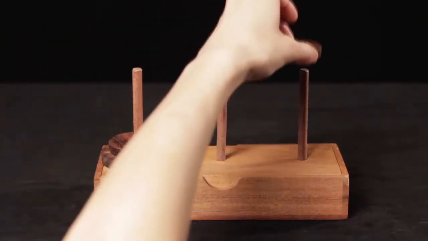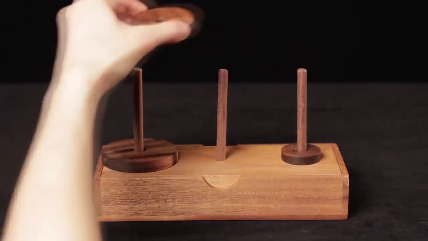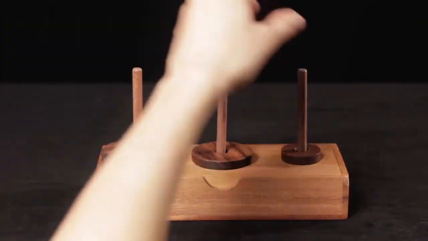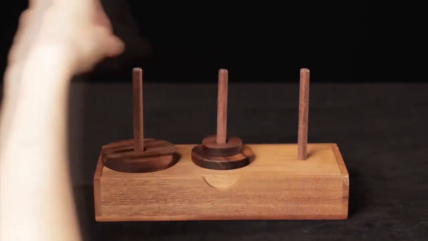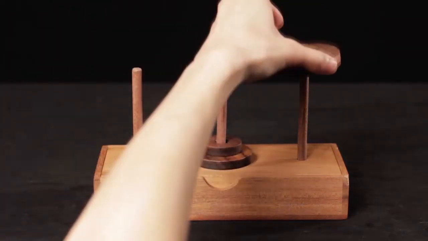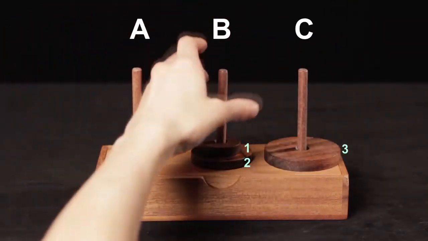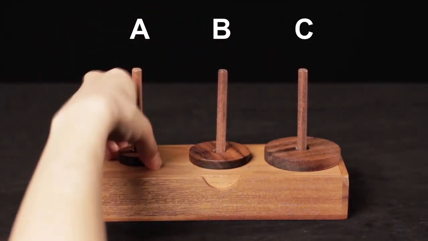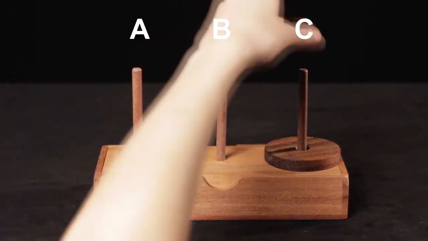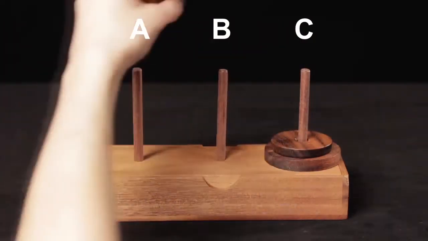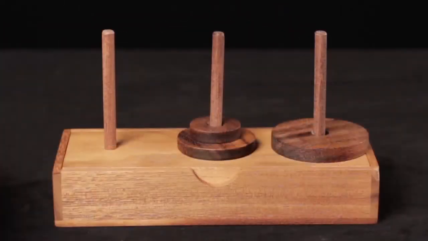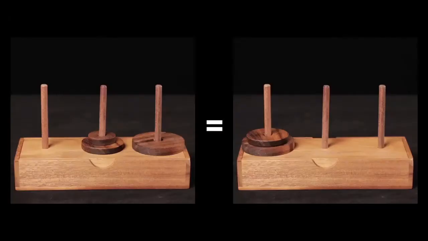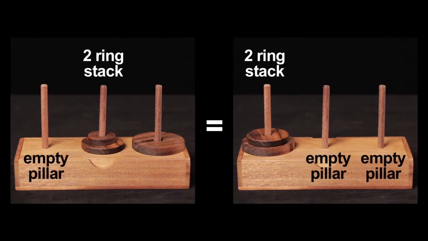Ring 1 moves to C, ring 2 goes to B, and ring 1 goes to B. Now ring 3, which was on the bottom, is free to move to C. Then ring 1 goes to A, ring 2 goes to C, then ring 1 finally goes to C. Notice that after we moved the bottom ring to C, we essentially arrived at the same conformation as when trying to transfer 2 rings. We have 2 stacked rings and an extra empty pillar.